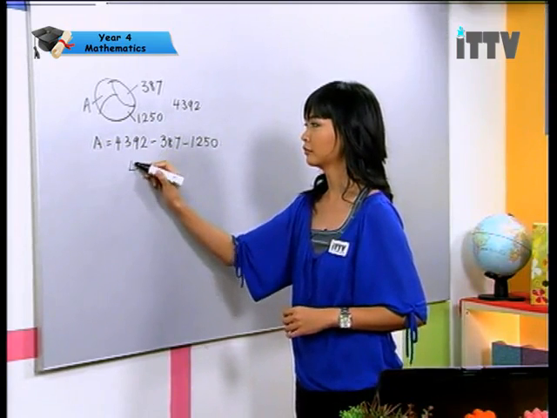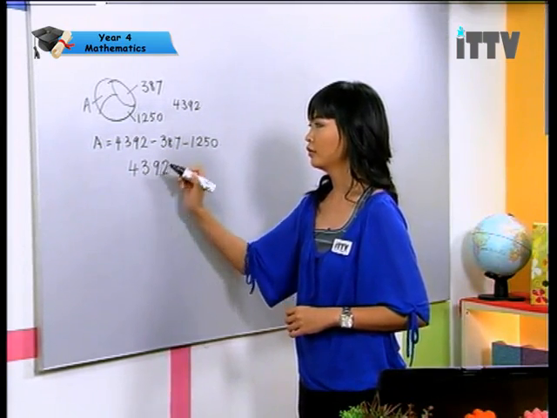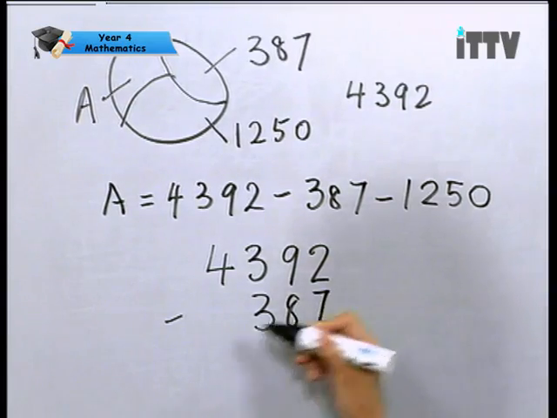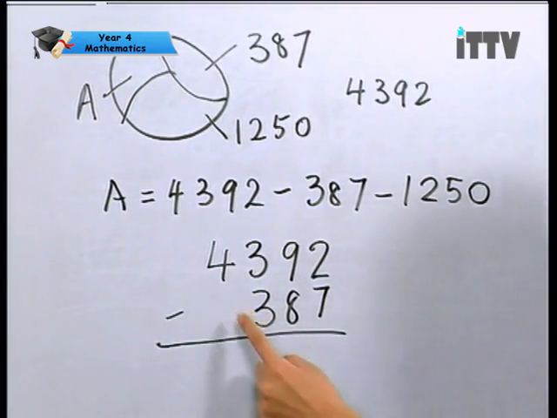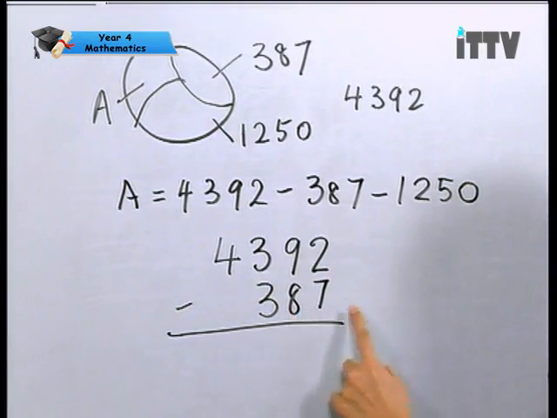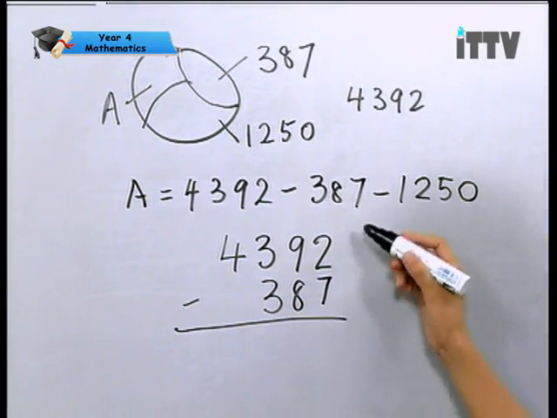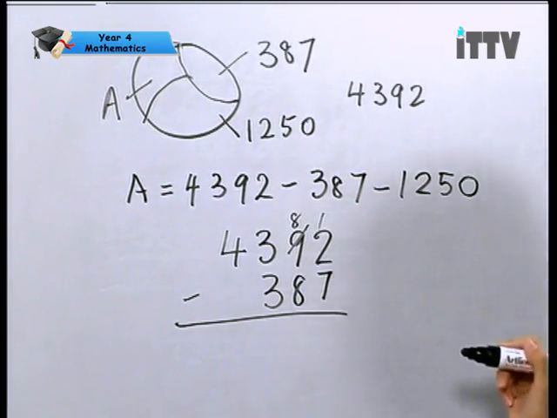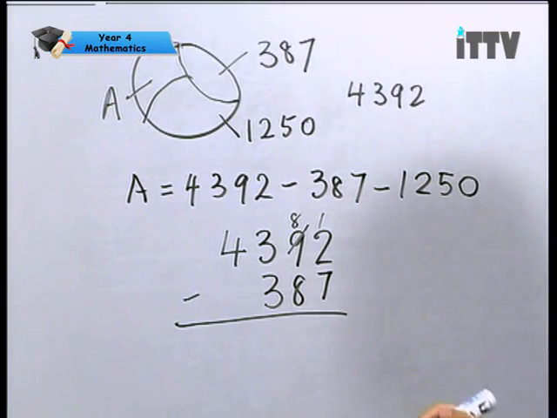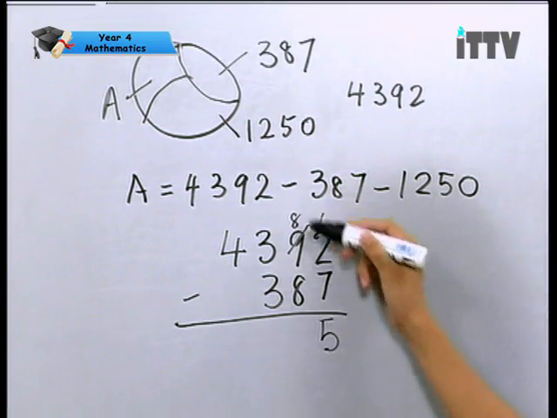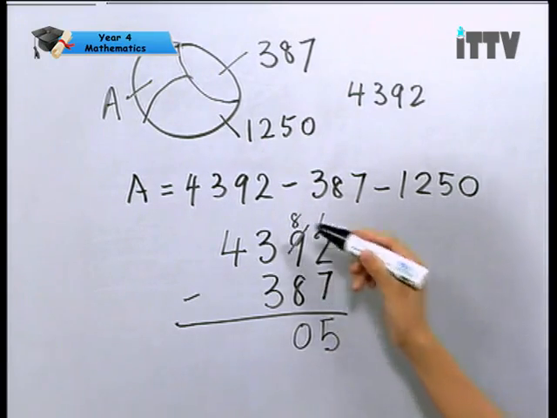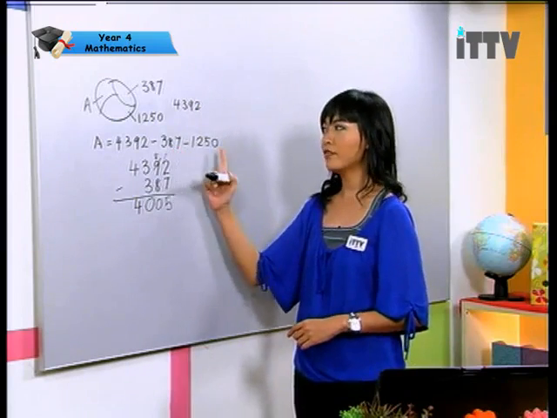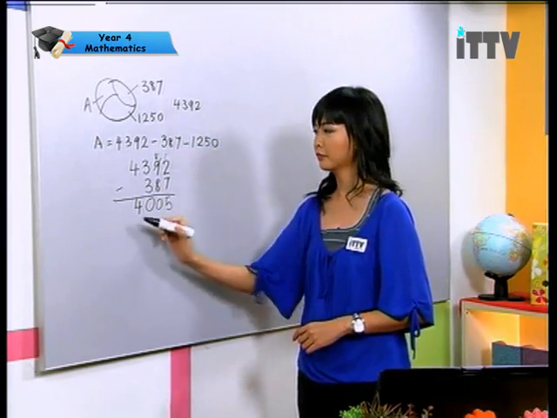Start with this number. And we subtract the next number, 387. Okay, check. Are the digits arranged correctly? Yes. Let's go. 2 minus 7. Oh, we can't do that. That's not enough. 12 minus 7. Now that's better. 12 minus 7 gives us 5. And here, 8 minus 8, 0. 3 minus 3, 0 again. And over here we have 4. We can now move on to subtract the next number.